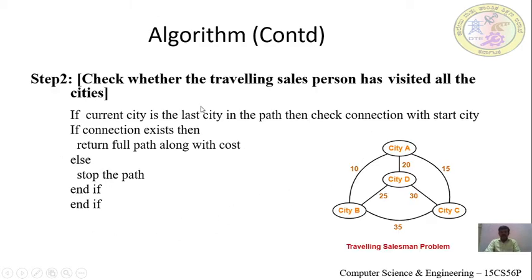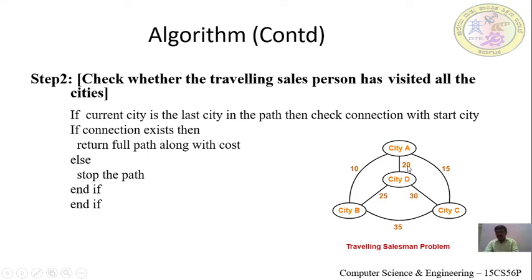The next step, this is the second step. Check whether the traveling person has visited all the cities. If A is the source city, check whether he has visited all the remaining cities. If the current city is the last city in the path, then check the connection with the start city. If a connection exists, see if A to B, A to D or A to C exists, then return the full path along with the cost. Otherwise, if there is no connection, stop the path.